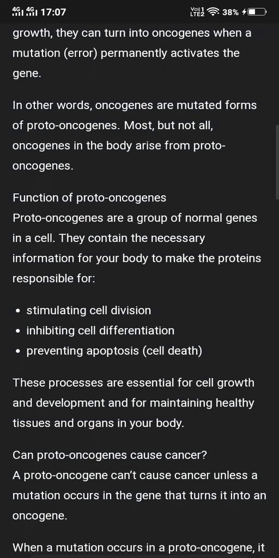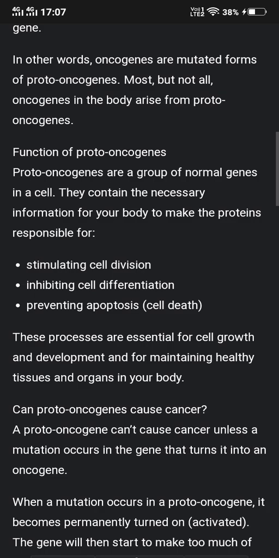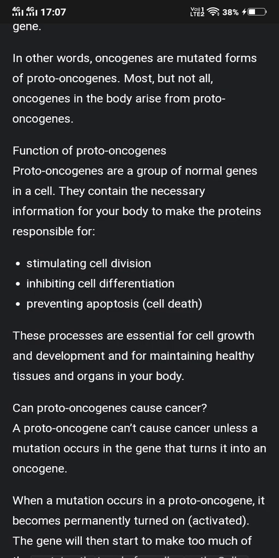Functions of proto-oncogenes. Proto-oncogenes are a group of normal genes in a cell. They contain the necessary information for your body to make the proteins responsible for stimulating cell division, inhibiting cell differentiation, and preventing apoptosis or cell death. These processes are essential for cell growth and development and for maintaining healthy tissues and organs in your body.